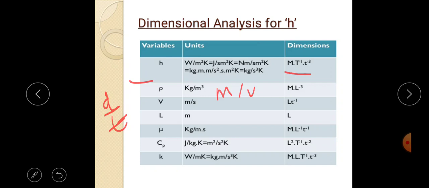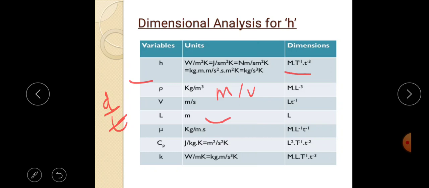L is the characteristic length, and its unit is meter and dimension is L. Similarly, mu, which is viscosity, its unit is kilogram per meter second, and according to that the dimension will be M L minus 1 T minus 1.